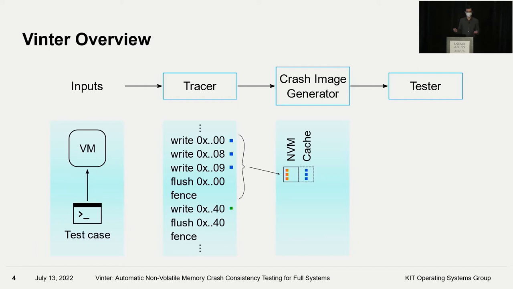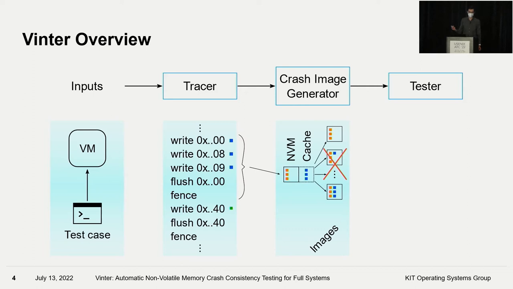From these contents, the crash image generator generates crash images, which are possible NVM contents if the program crashes at that point during the program execution. Of course, there's this issue that if there are a lot of writes, then this might lead to state explosion, and we might try to generate way too many images that we cannot handle anymore. So we employ a heuristic to cut down on that. More on that later.